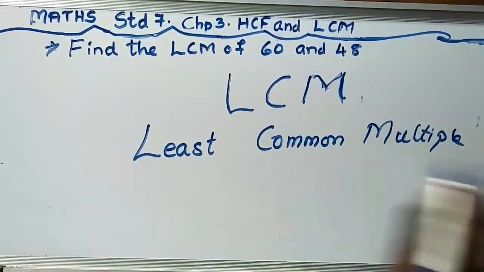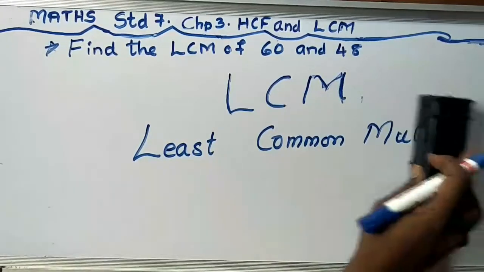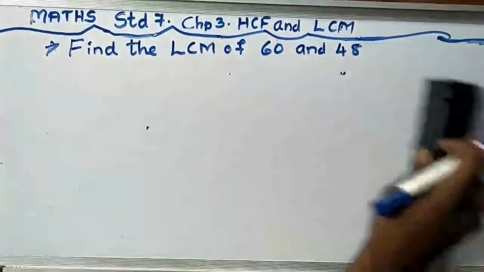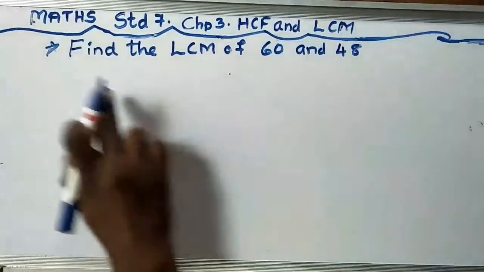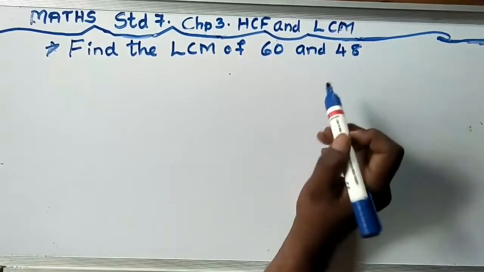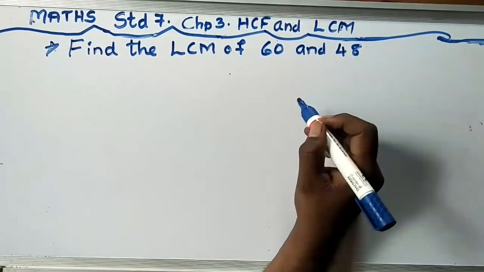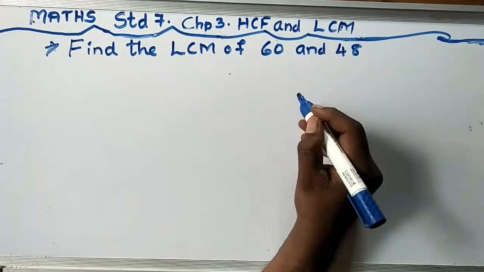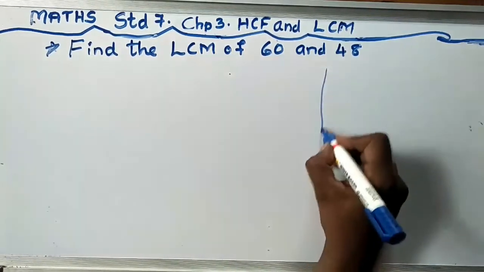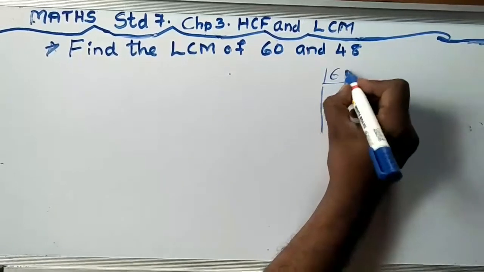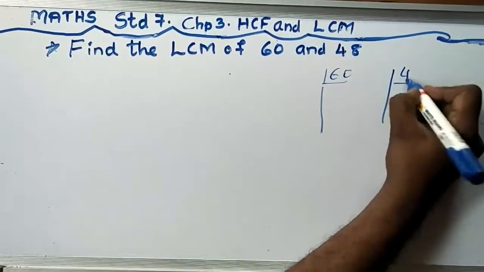Now let us find the least common multiple of a number. First sum, find the LCM of 60 and 48. Now for HCF you found the prime factor. Same here also. Let us find the prime factor of 60 and 48.